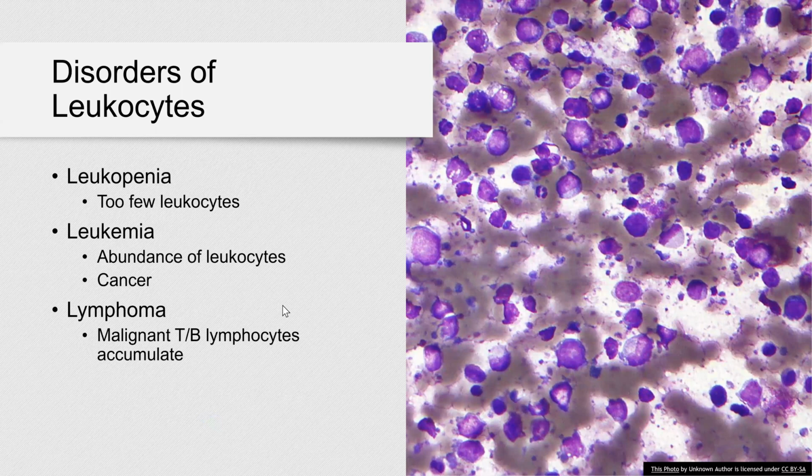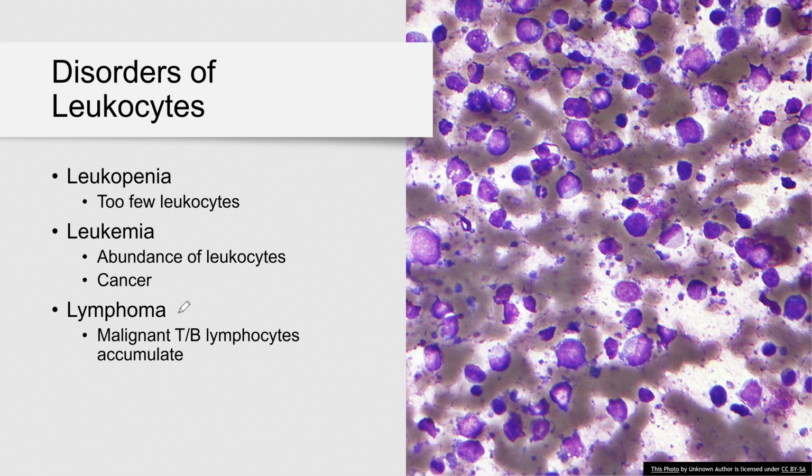Disorders of leukocytes include leukopenia. If you see this part, penia, that means too few. So leukopenia is too few leukocytes. Leukemia, emia means blood, so you have white blood cells in blood. So it's an abundance of leukocytes.